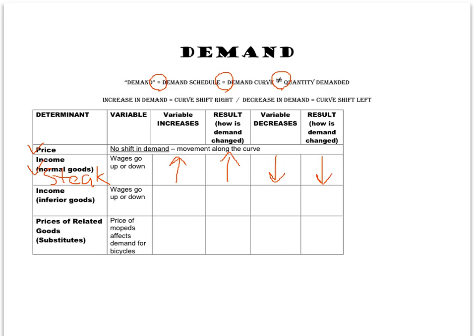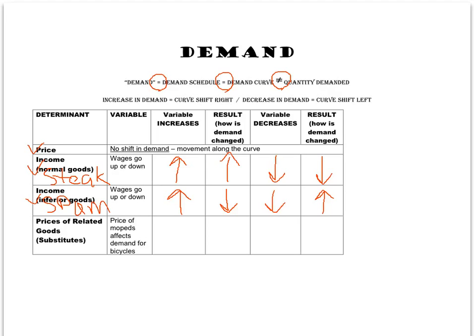Now, what about income for inferior goods? Most goods are normal, but some goods are inferior. And what that means is they're goods that we buy less of as we become more affluent. For example, Spam, the canned meat product. Let's say our income once again goes up. What does that do to our demand for Spam? It's going to go down. We're going to buy steak instead, for example. Conversely, if our income or wages go down, our demand for Spam sadly goes up. We've got to go buy more Spam because we're poorer now.